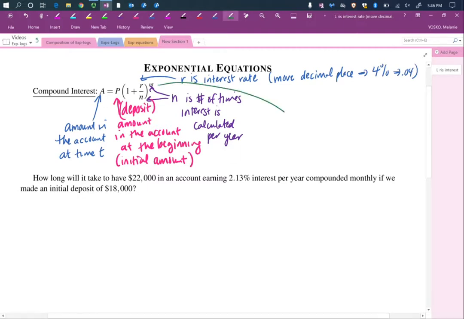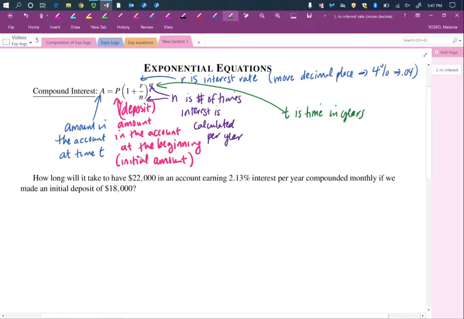Okay, and then we have one letter I haven't addressed yet. So we have this T right here. T is the time in years, must be in years. If you were doing a problem that's in months, then you're going to have to make sure you divide by 12. Okay, so A is the amount in the account at time T. P is our deposit, or how much we have at the beginning of the account. R is the interest rate we're going to use. N is the number of times interest is calculated per year. And T is the time in years.